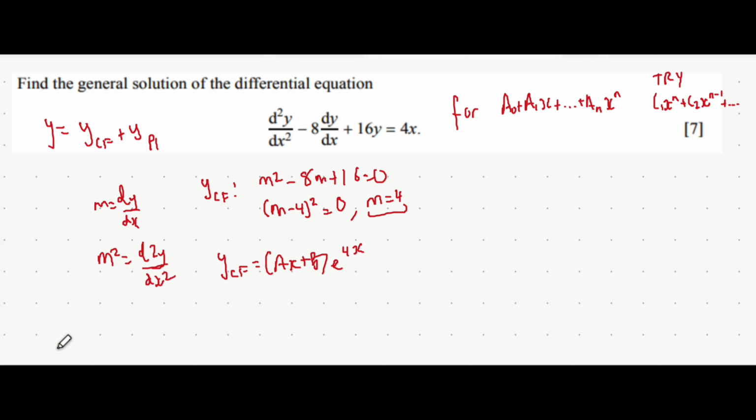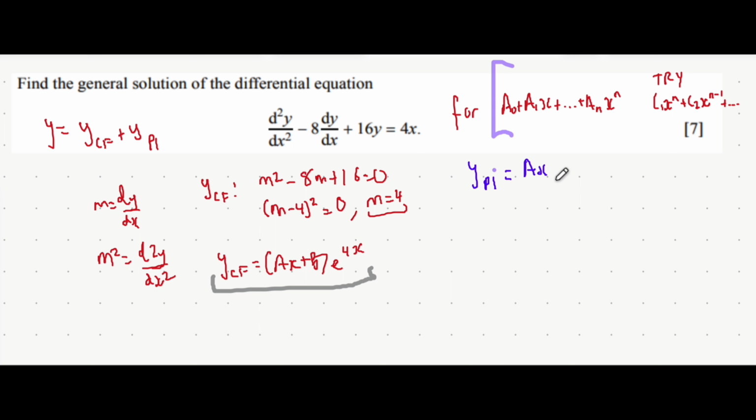Now that we have the complementary function, I'm just going to highlight that, and in a different color pen, we're now going to focus on finding the particular integral, which most students find most difficult. Now, I've written this section here, but let's break it down. What it means is that for the particular integral that you want to try, the highest order of power has to match the highest order of power on the right hand side.